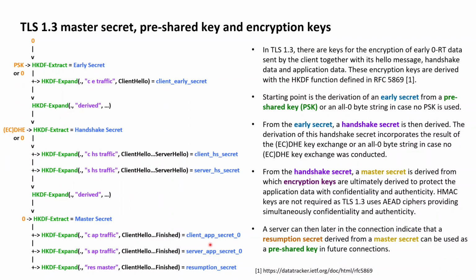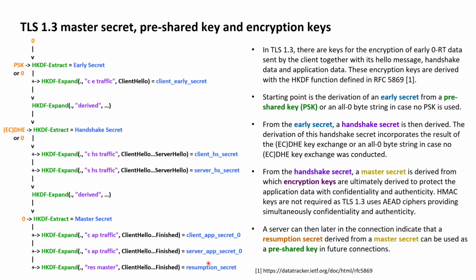AEAD ciphers. Last, a server during a TLS 1.3 connection can then at any point indicate that a resumption secret derived with HKDF from the master secret can be used as a pre-shared key in future connections. That's then pretty much it. The derivation tree outlines the relationship between the pre-shared key, the early secret, the handshake secret, the master secret, and the encryption keys. And from this derivation tree, we can see that the link between these secrets and keys is given by the HMAC-based key derivation function HKDF.